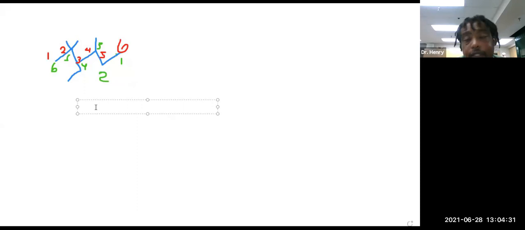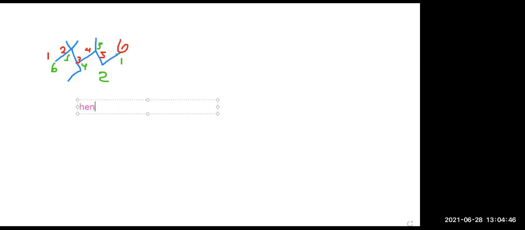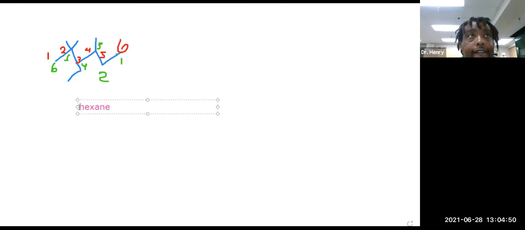For 6 carbons. Hexane. Okay. So what do we have on the second carbon?